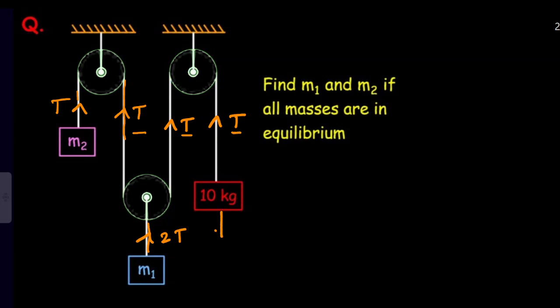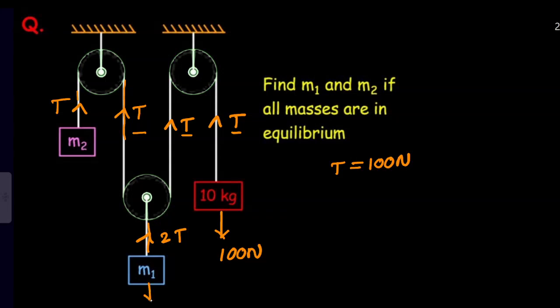Here this block's weight is in the downward direction, na. How much? 100 newtons. This block is at rest only. The block is at rest means T must be 100. So T value how much now? For equilibrium, T must be equal to 100 newtons. So everywhere it is 100.